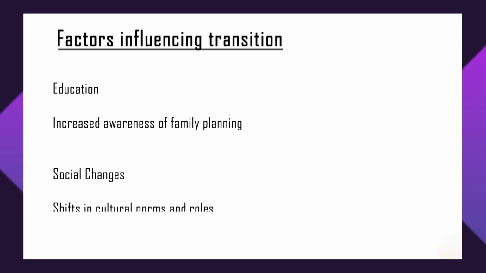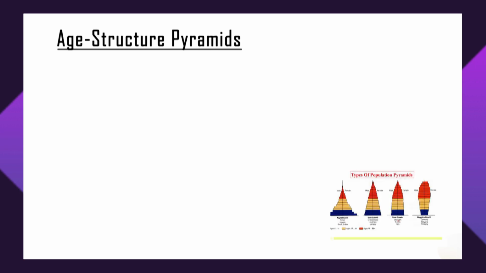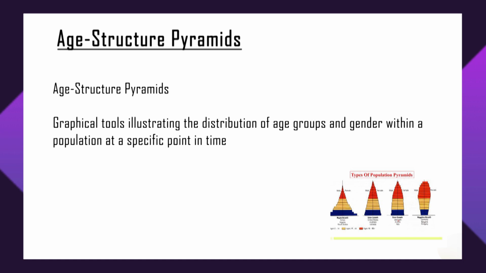The next one is social changes. It shifts cultural norms and roles from the previous stage to the current stage, which is a very important aspect. Another important aspect is the age structure pyramids. These are graphical tools illustrating the distribution of ages and groups or genders within the population at a specific point in time.